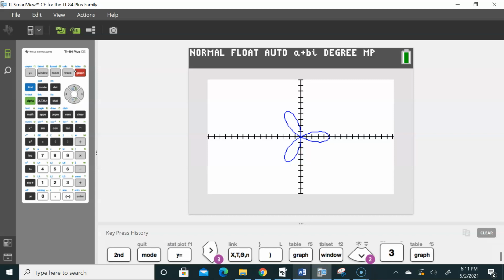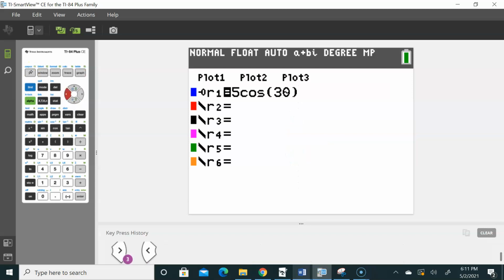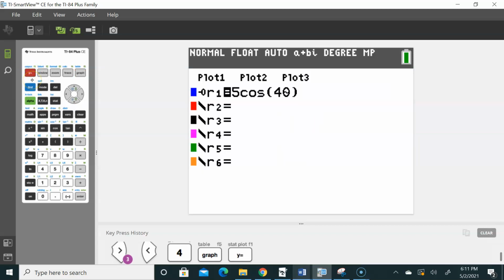I'm going to come back to this. But I want to show you what happens if I put a 4 in here instead of a 3. Is it going to draw 4 petals twice? No, it's actually going to draw 8 petals. So if the number in front of theta is even, it's going to draw double as many petals. If the number is odd, it's going to draw that number of petals, but twice over. Let's go back to the 3 one because that's the one we have to work with.